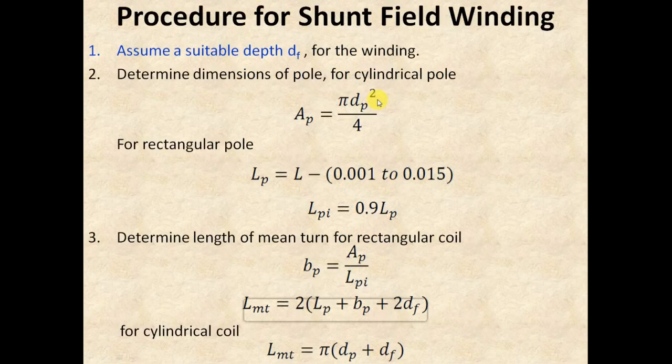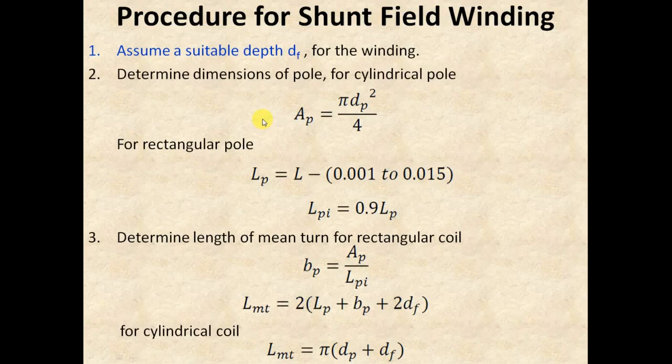Now I will just summarize the step-by-step procedure followed for the design of shunt field winding. The first step is we will be assuming a suitable depth for the field winding. That is, a suitable value is assumed for DF. In step 2, we will be identifying the dimensions of the pole. The dimensions of the pole are actually the cross-sectional area of pole and the diameter of the pole if it is a cylindrical pole. Whereas in the case of rectangular pole, we will be finding out the length of the pole and width of the pole. Similarly, the height of the pole also can be identified.